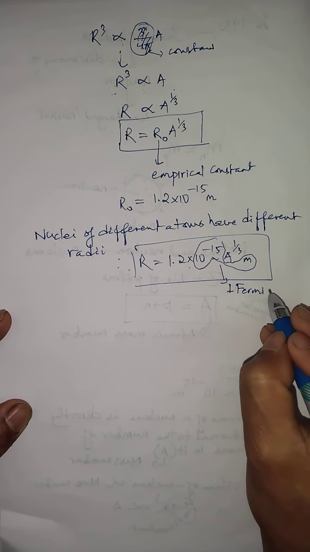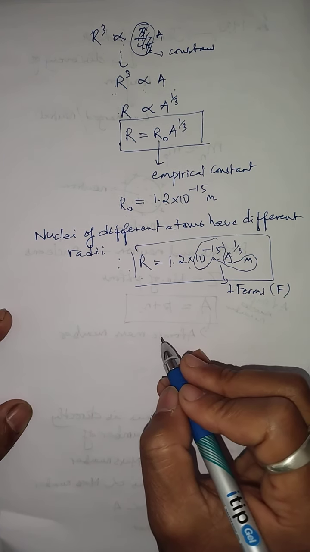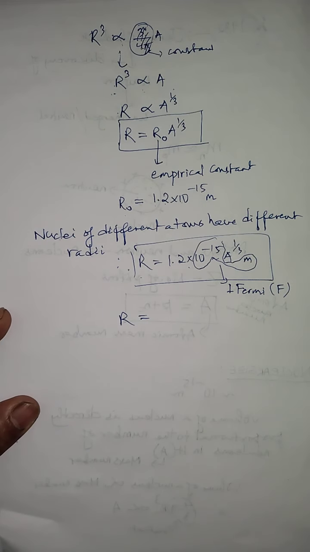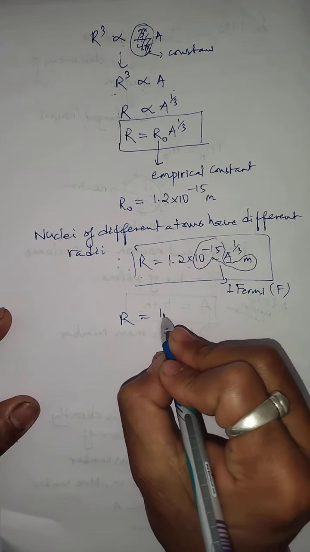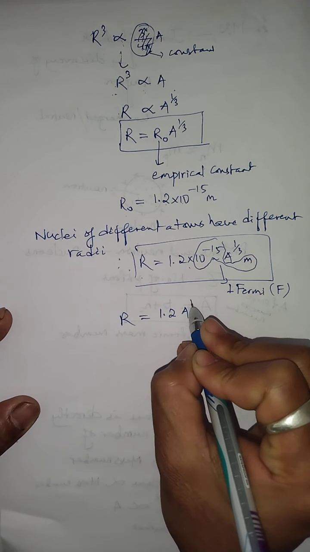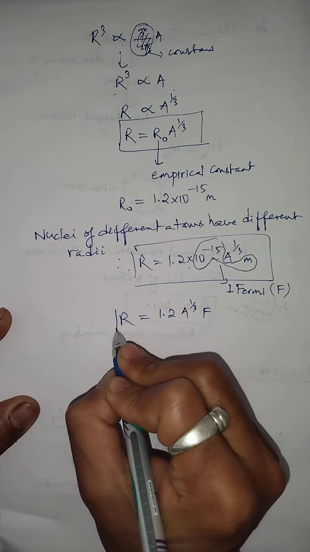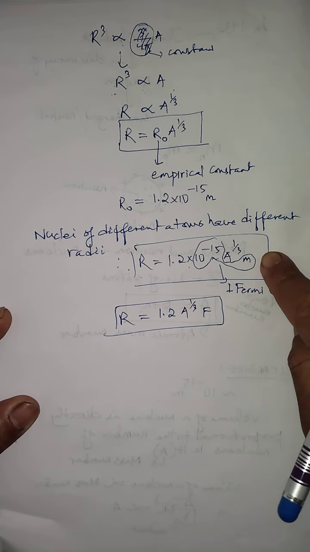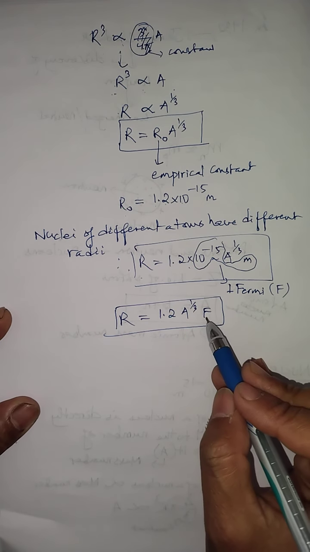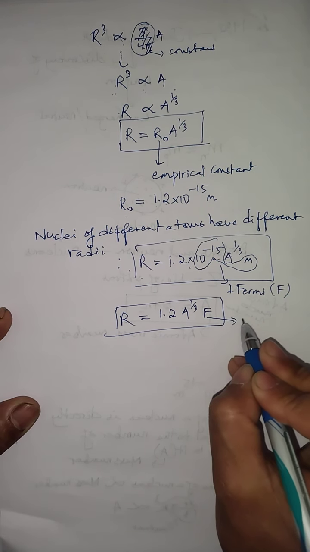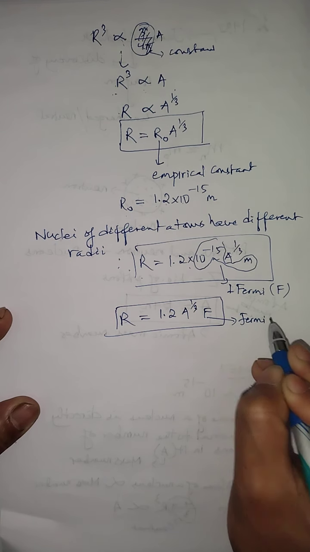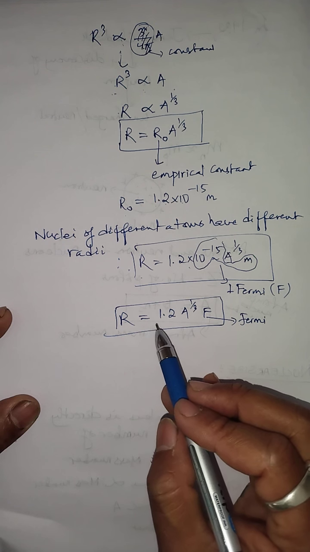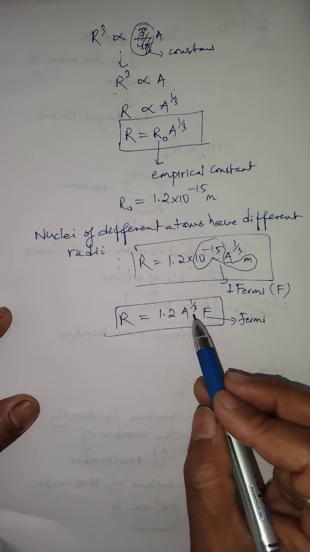And we can write it by F. The fermi can be written as F, which means the radius can be measured directly in terms of fermi, by the value 1.2 A to the power 1 by 3 F. So this relation measures the radius in meter, and this relation measures the radius directly in F. F means the fermi. We can measure the radius directly in fermi, so it is given by 1.2 A to the power 1 by 3 F.